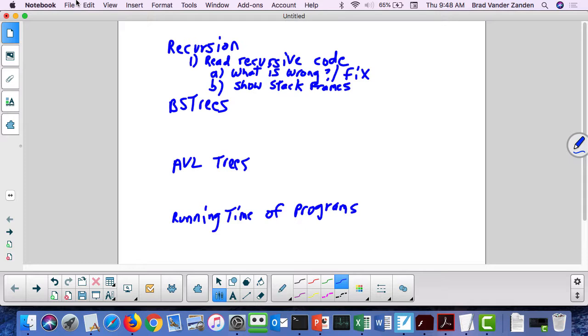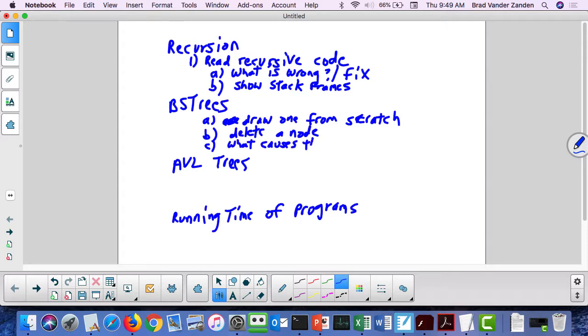Questions about that? Okay. So for binary search trees, it's going to be more conceptual. So you need to be able to create one from scratch, draw one from scratch. So if I give you a set of values to insert, you should be able to create one from scratch. You should be able to delete a node. Okay, for AVL trees, and for BST trees, you need to be able to tell me what leads to the worst case, okay? What causes the worst case? Does anyone remember what causes the worst case for a binary search tree? Inserting in sorted order causes it to become a linear linked list, completely unbalanced.